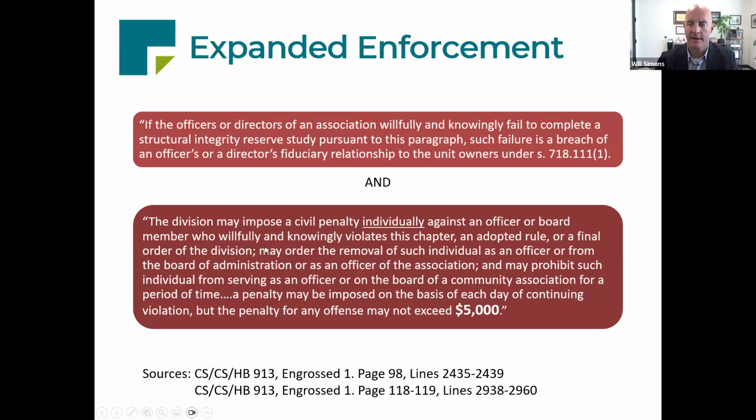The new thing that got added is the second part. The division may impose a civil penalty individually against an officer or board member who willfully and knowingly fails to do this requirement, up to $5,000. Okay, so that to me was the stick, right? Last year we had the carrot of all these new forms of financial flexibility, trying to make it easier for associations to comply with the law.